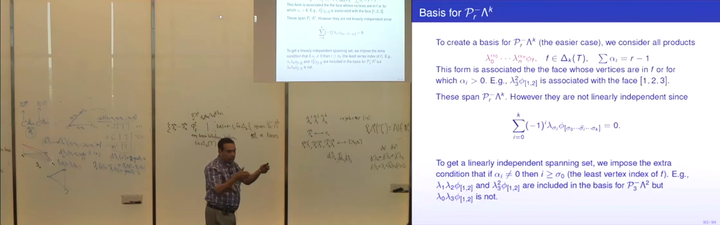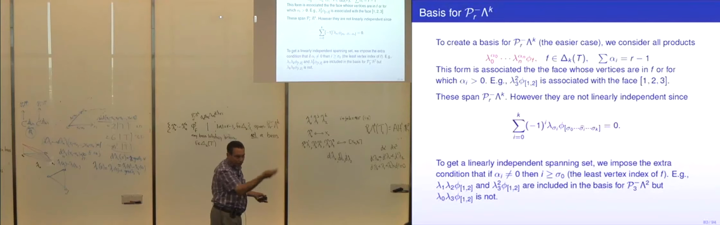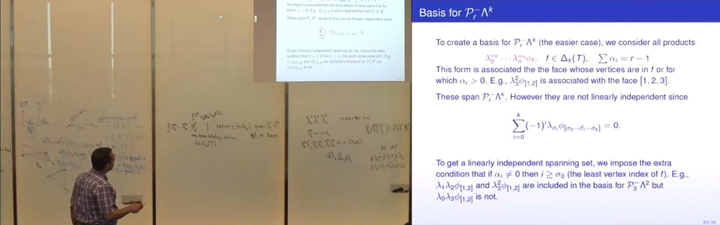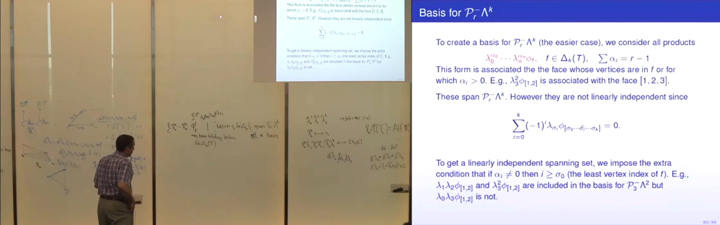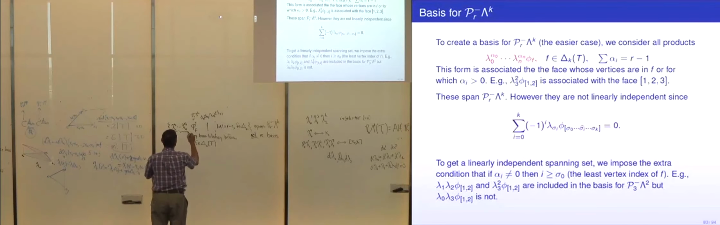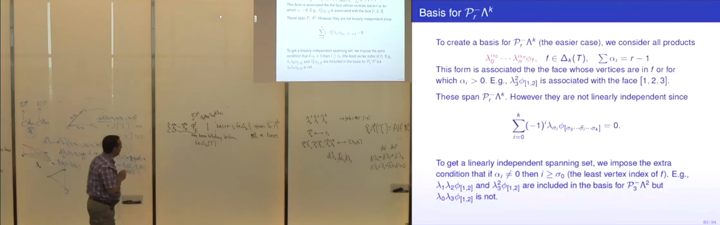What's left over is just the volume form, so it's the same after you pull out one of the lambdas. Okay, so we need to get a linearly independent spanning set. And one other thing I should have pointed out, which is called a basis: I want to associate this with a face. What face do I associate it with?